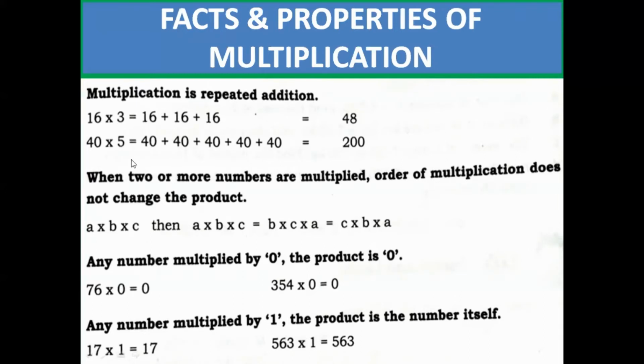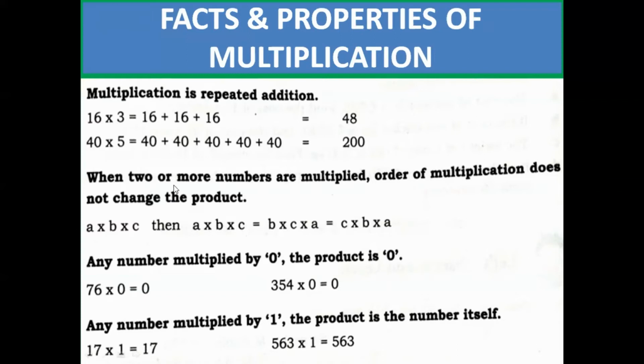Same as 40 into 5. Write 40 as 4 times. Here it is repeated addition, so we have to write plus in between. 40 plus 40 plus 40 plus 40. The product is 200.